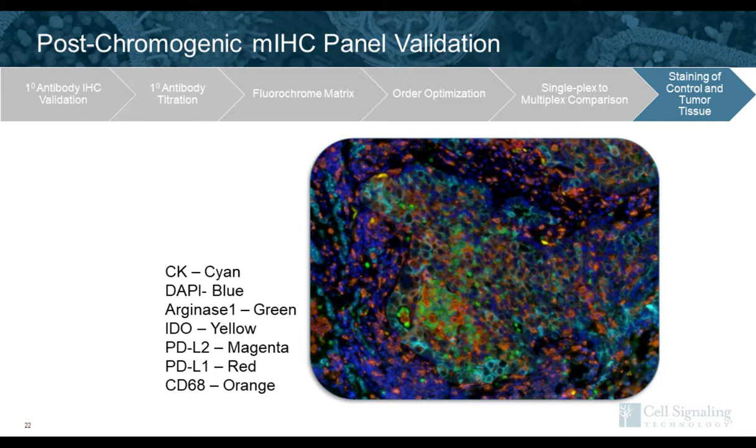Here we're looking at a tumor tissue. This is a lung carcinoma. And again, you can see all of our markers are present. We're not really seeing any bleed through or overlap in these signals, and everything seems to be looking good.